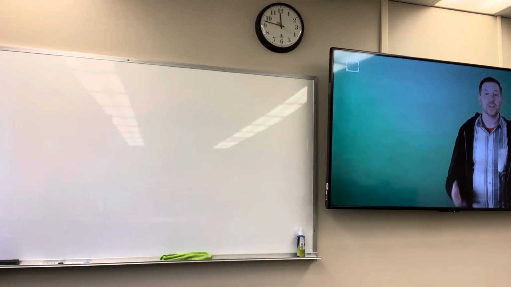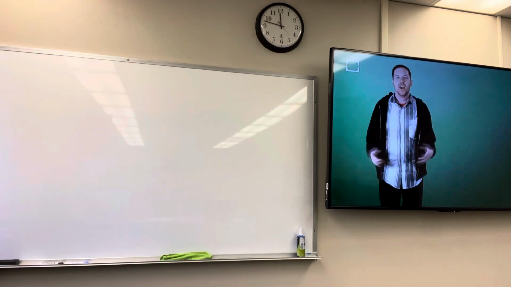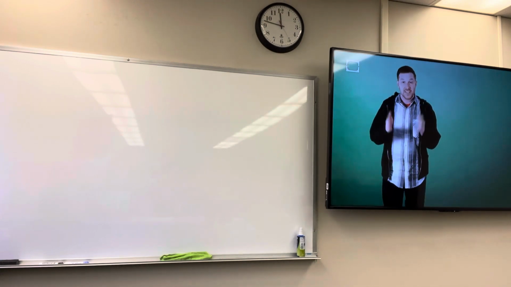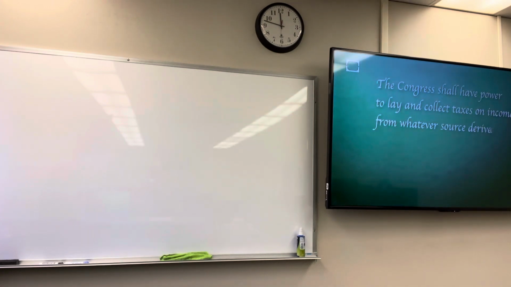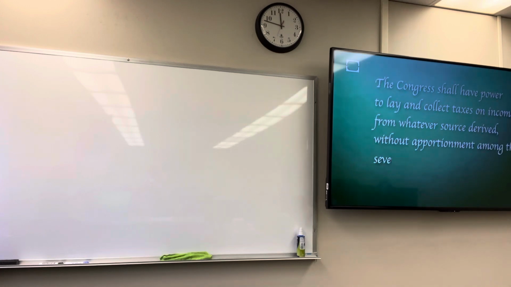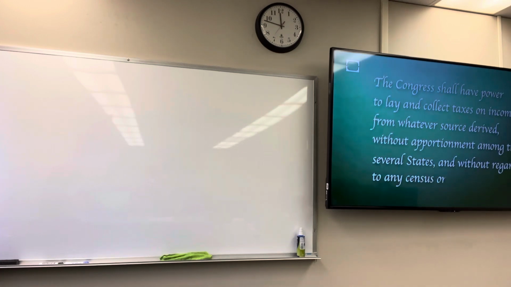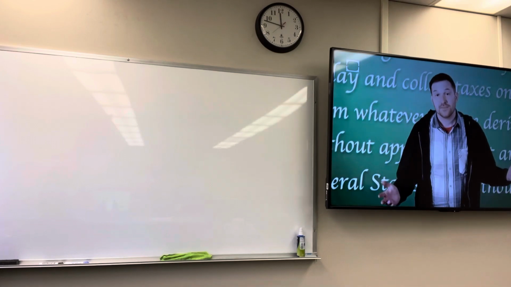In 1913, Congress passed the 16th Amendment, and the 16th Amendment says this specifically: the Congress shall have power to lay and collect taxes on incomes from whatever source derived, without apportionment among the several states, and without regard to any census or enumeration. Okay, let's be honest.